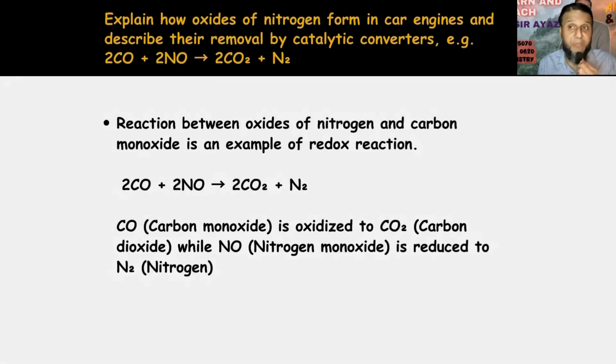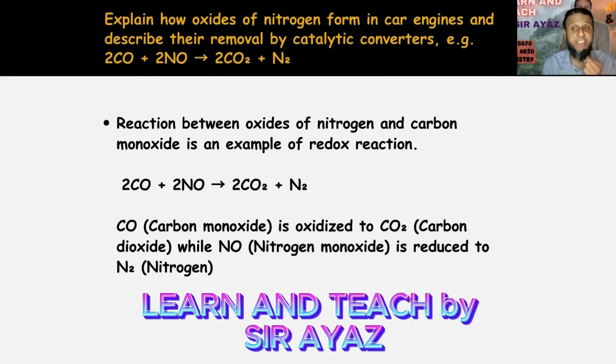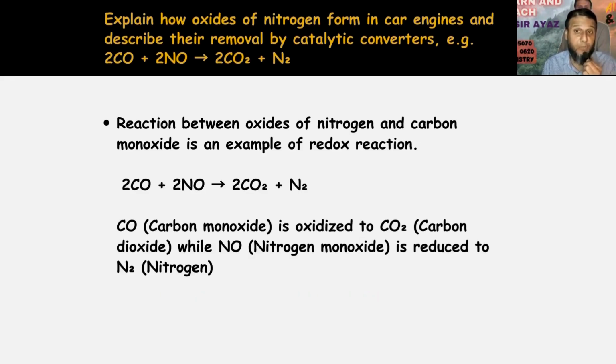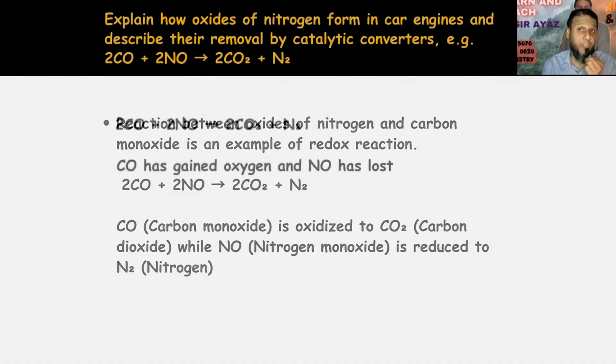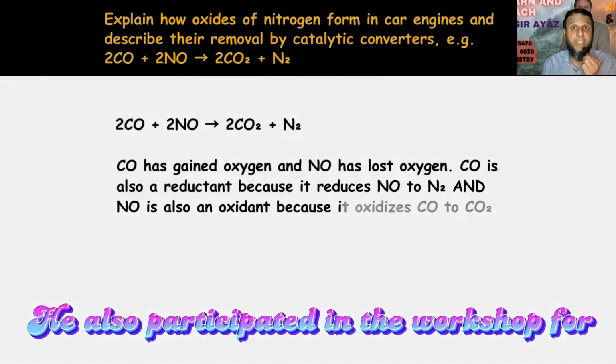Here is the reaction between nitrogen monoxide and carbon monoxide. As we can see, carbon monoxide is oxidized to carbon dioxide and nitrogen monoxide is reduced to nitrogen gas. So this reaction is an example of a redox reaction. The reaction is a redox because carbon monoxide gained oxygen, while nitrogen monoxide has lost oxygen.